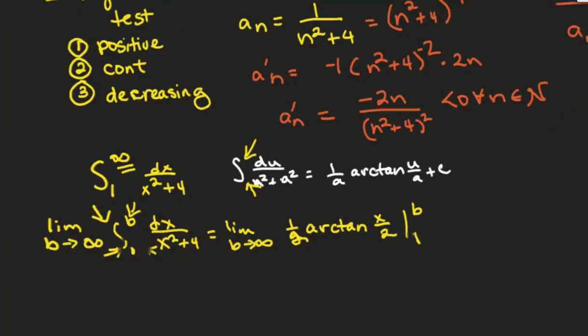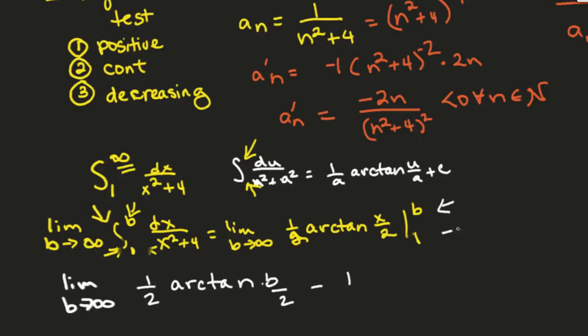So now if we continue and plug in, I'm going to change to white. That way it doesn't blend in. We're going to have limit, and we're going to have 1/2 arctangent. You always plug in the top bound minus the bottom bound plugged in.